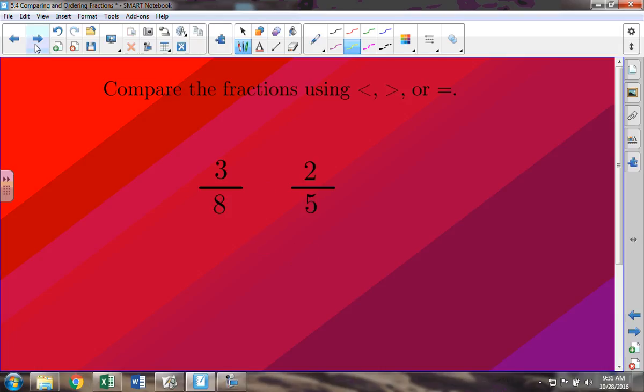What about here? 3 times 5 is 15. 8 times 2 is 16. Because 15 is less than 16, it tells us 3/8 is less than 2/5.